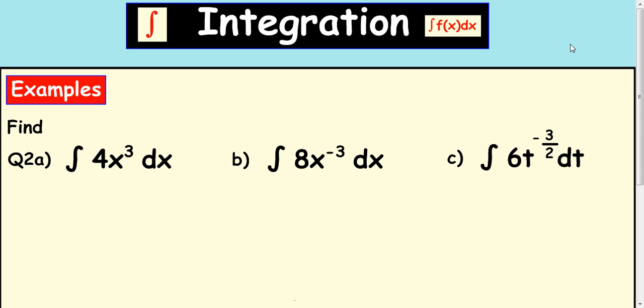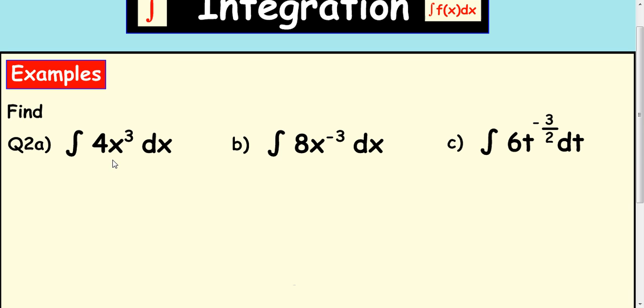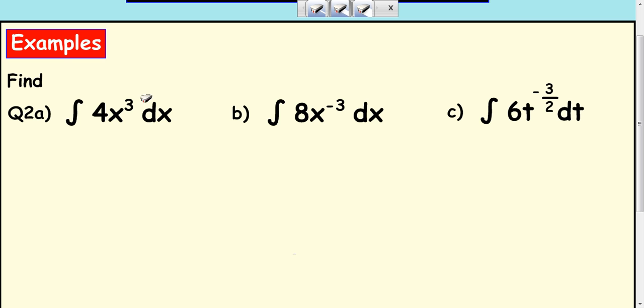In this lesson we're going to look at how to integrate terms with a coefficient greater than 1. So the first example here, integrate 4x cubed with respect to x.